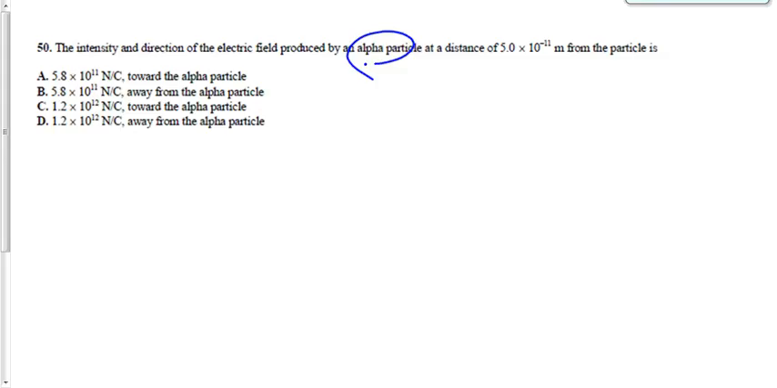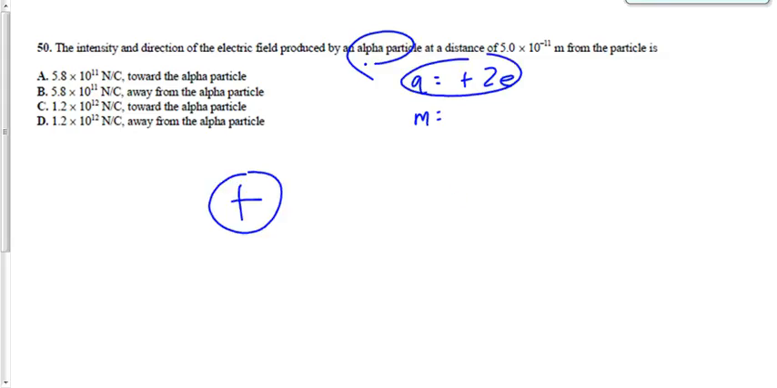On our data sheet, we can see that an alpha particle has a charge of plus 2e, 2 times the elementary charge, and it has a mass of 6.65 times 10 to the minus 27 kilograms. The charge is all we need for this question. The fact that it's positive, and we want to find the field strength a certain distance away from that. Which way is that field going to point, by the way? Left or right? It's going to point away from the positive producer, right? So we know the answer is going to be either B or D as a result of just the direction.